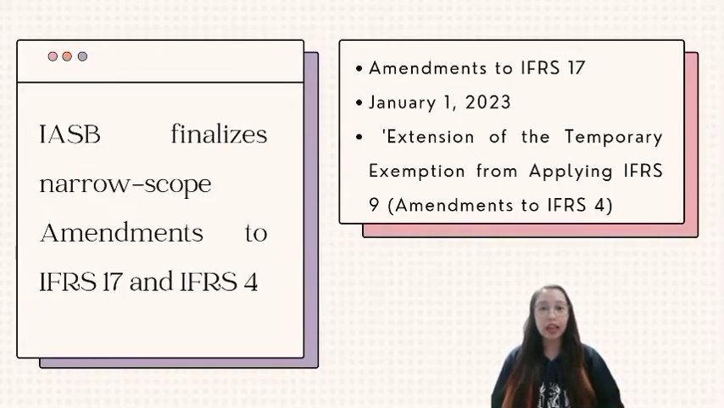Next naman po, IASB finalizes narrow scope amendments to IFRS 17 and IFRS 4. So yung International Accounting Standards Board or si IASB po, nag-issue sila ng amendments to IFRS 17 and the reason behind this po is para i-address yung mga concerns and implementation challenges po na nakita nila after po nila i-publish yung IFRS 17 insurance contracts noong 2017. So, effective po yung amendments for the annual periods beginning on or after January 1, 2023 with earlier application permitted.